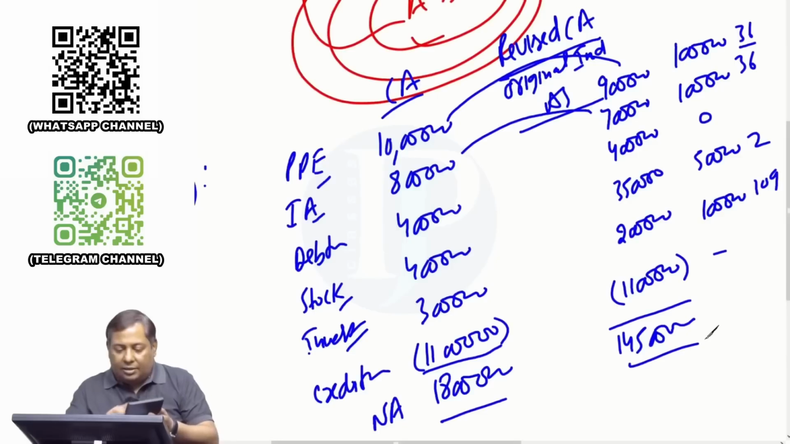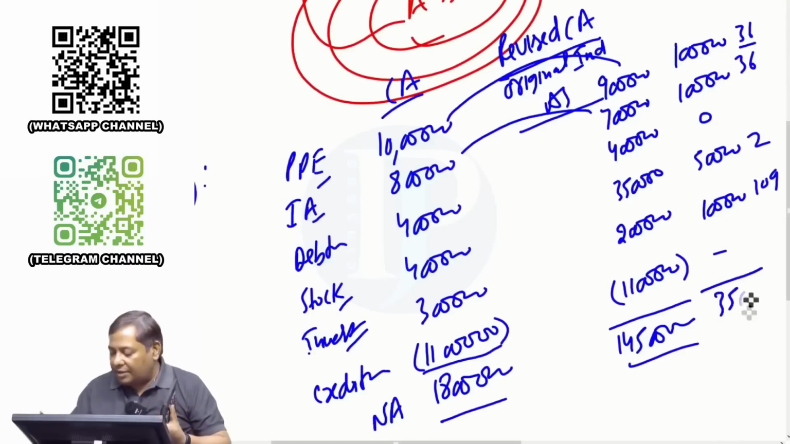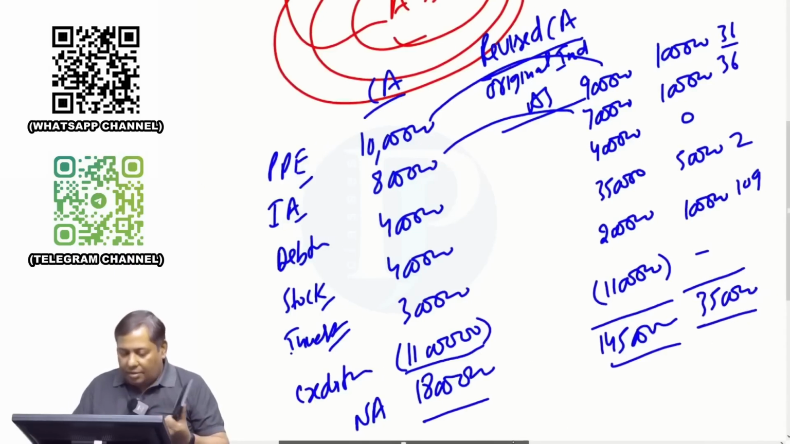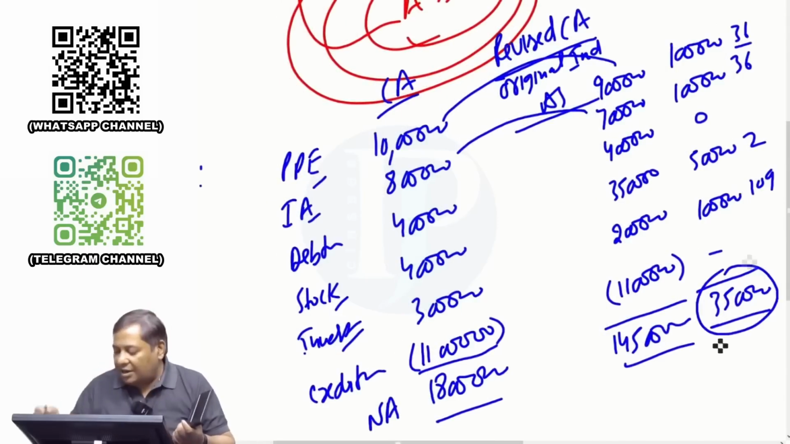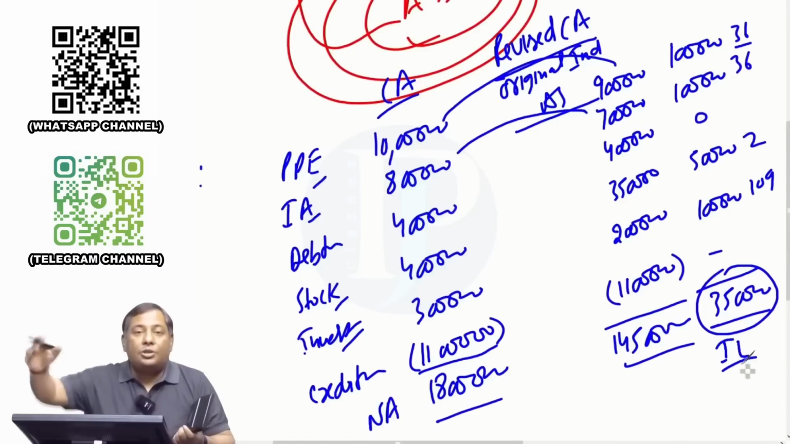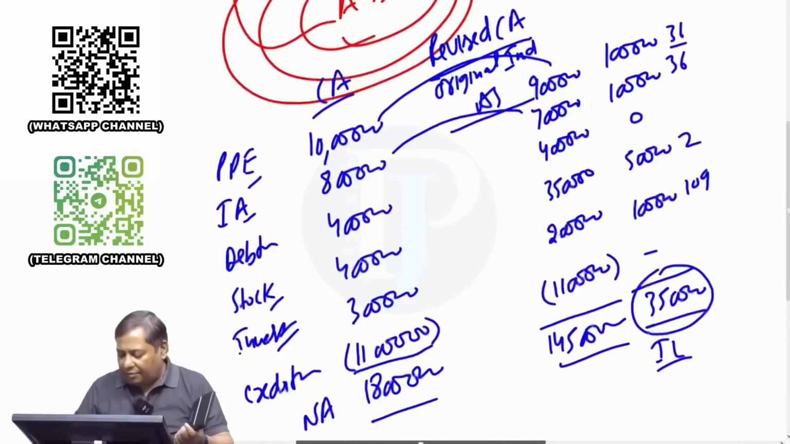9 lakhs plus 7 lakhs plus 4 lakhs plus 3.5 lakhs plus 2 lakhs minus 11 lakhs is 14.5. The impairment loss is 3.5 lakhs. Did we apply 105 yet? We didn't. So this impairment loss of 3.5 lakhs came from the original Ind AS valuation. Different Ind AS will apply here. So write off this in the P&L.